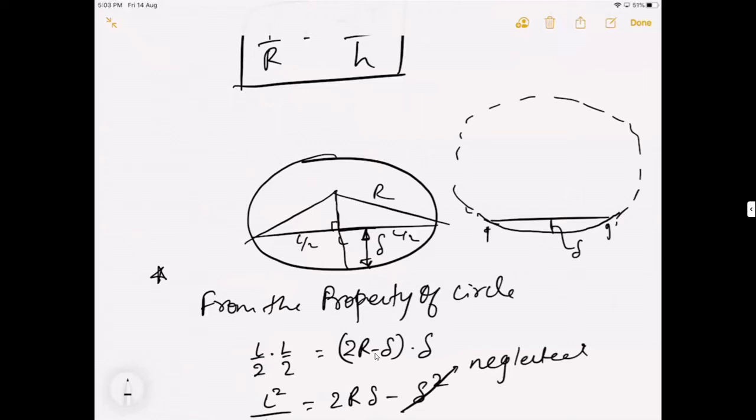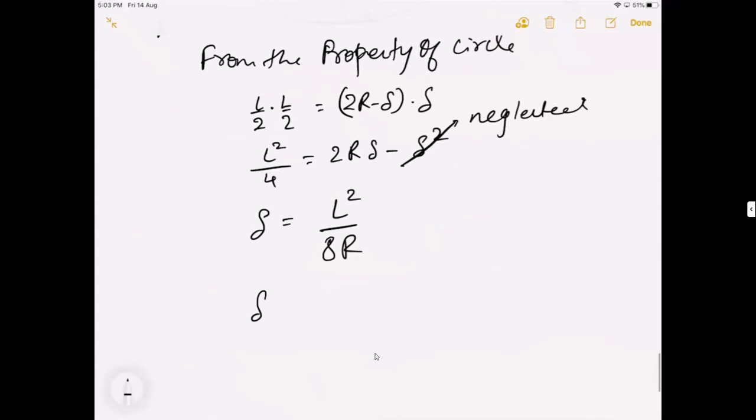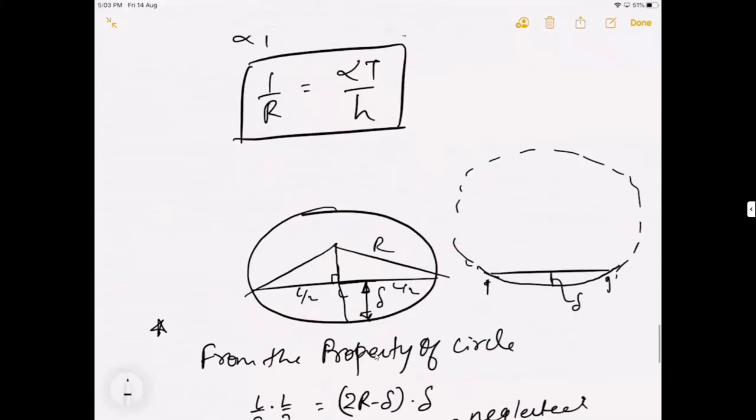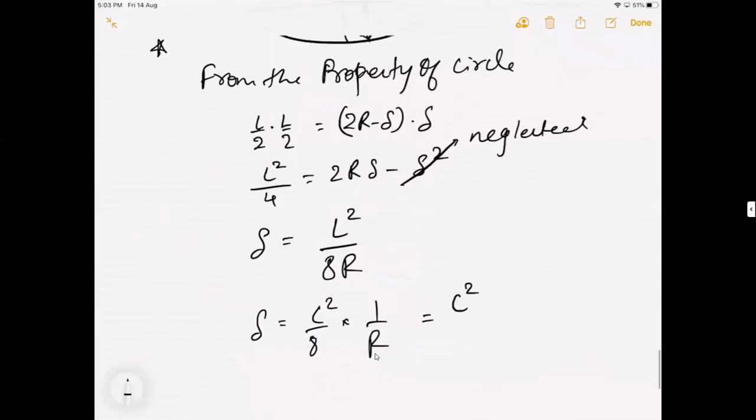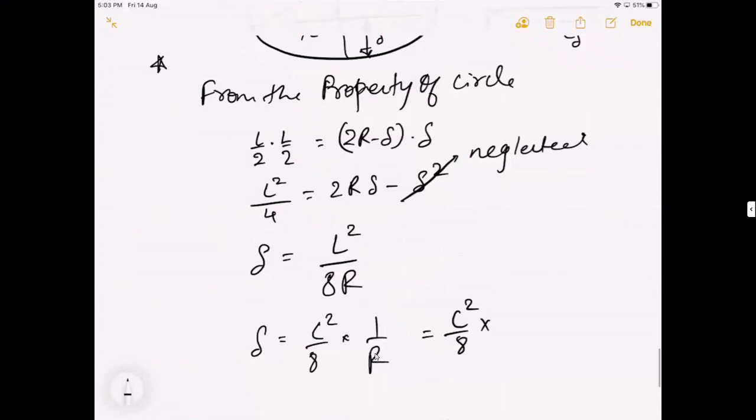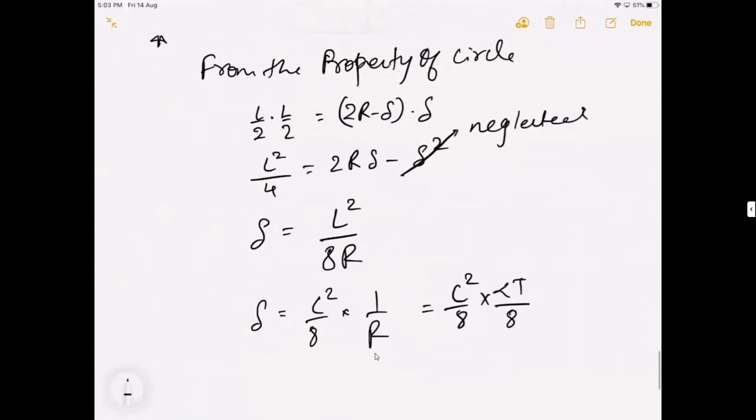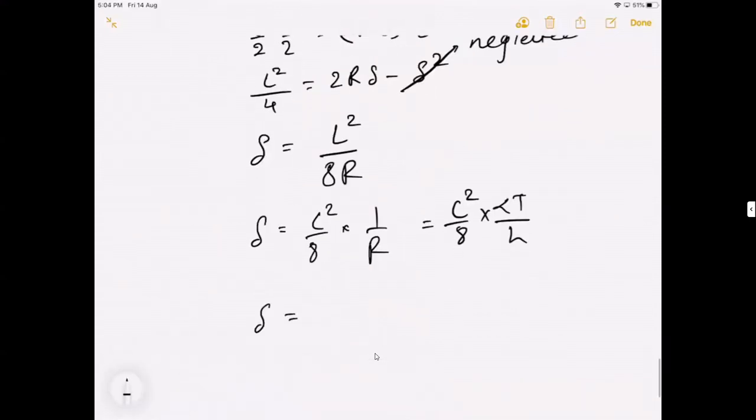I have told you that in our course we will be studying one unit based on the deflection method, where we will be finding out the deflection of beam. So this property will also be useful there. So delta is equal to L square by 8 into 1 by R. Now what 1 by R have we calculated? That is L square by 8 into alpha T by H. My deflection delta at center will be equal to alpha T L square.